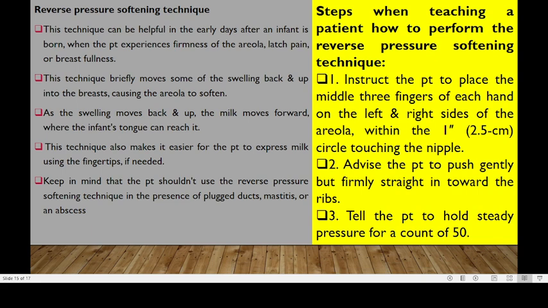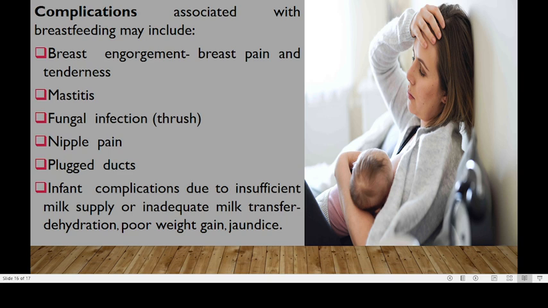Keep in mind that the mother shouldn't use the reverse pressure softening technique in the presence of a plugged duct, mastitis, or an abscess. So what are the steps of the reverse pressure softening technique? You instruct the mother to place the middle three fingers of each hand on the left and right sides of the areola, within a 1 inch circle touching the nipple. You advise the mother to push gently but firmly straight inward toward the ribs and hold steady pressure for a count of 50.